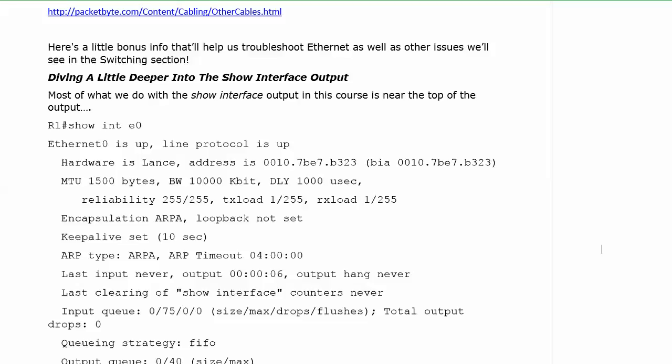Hey gang, thanks for watching this particular bonus video before you head to the hubs and repeaters videos, because I got a little bonus information here for you, and it deals with the show interface command, particularly show interface E0.